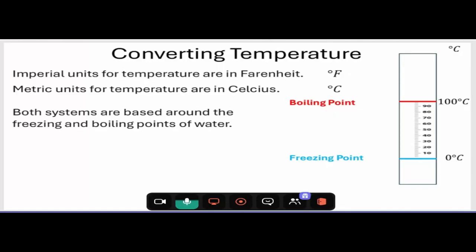Those are degrees Celsius. And then, of course, you can use the same size of markings to continue to go up to much hotter temperatures or down to even colder temperatures, which are going to be in the negatives.